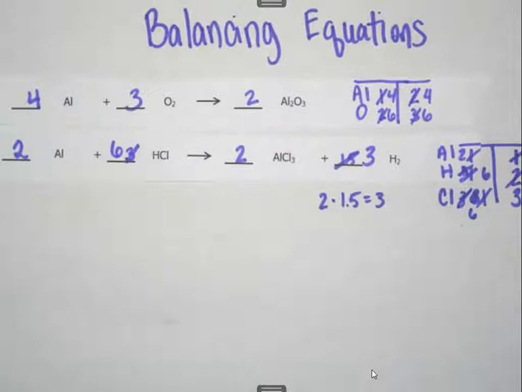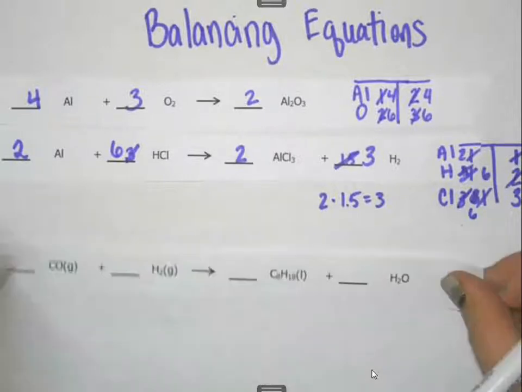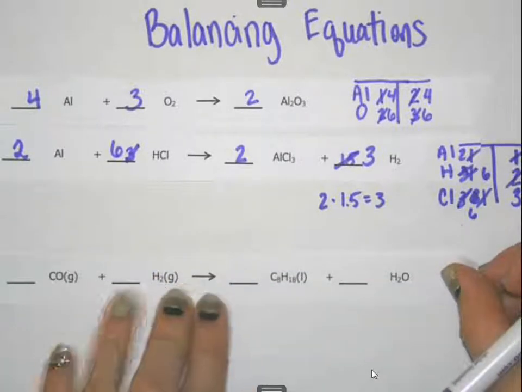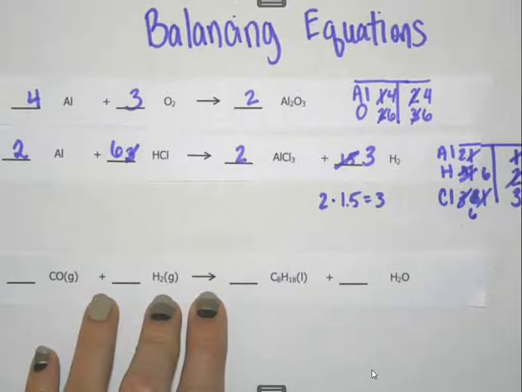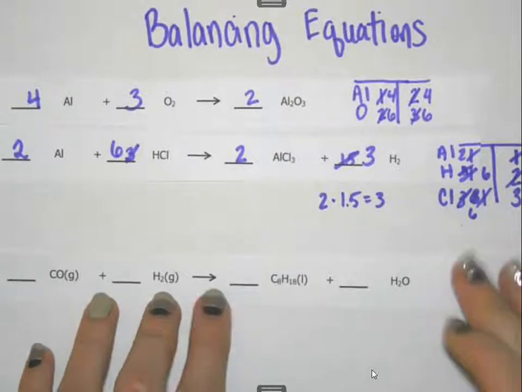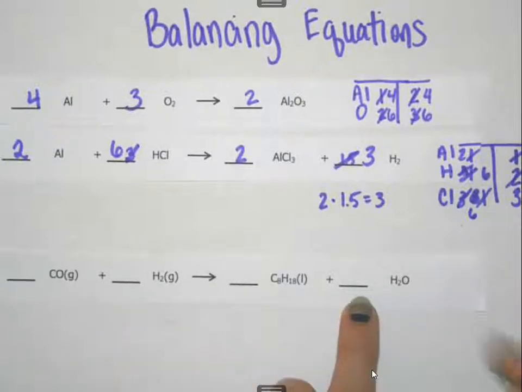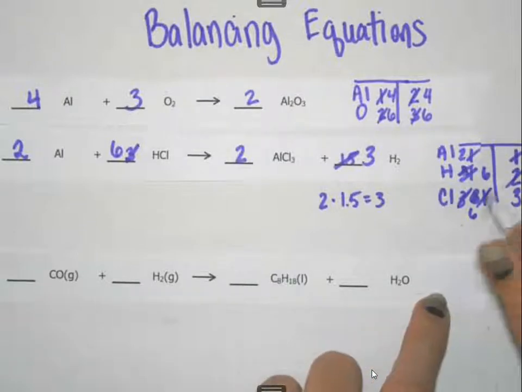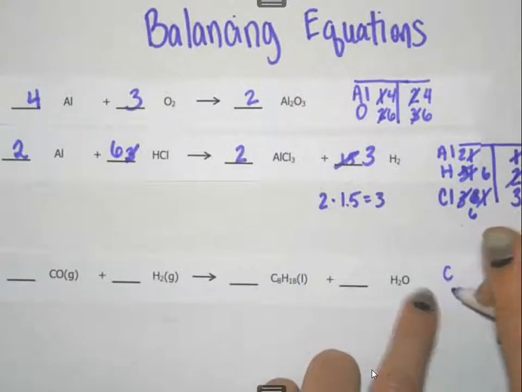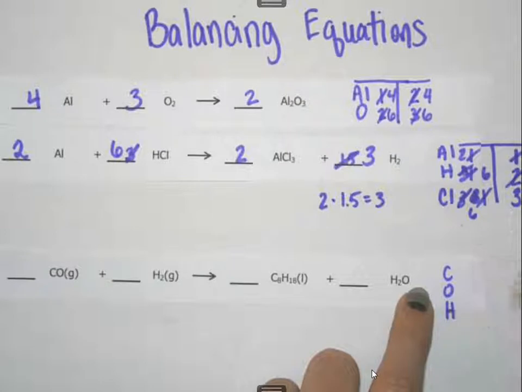Here's another one that may work in a similar way. I have carbon monoxide plus hydrogen makes C8H18 and H2O. This has oxygens, hydrogens, carbons. We'll see if it's easier, if it's not. I've got carbon, oxygen, and hydrogen and a class change.